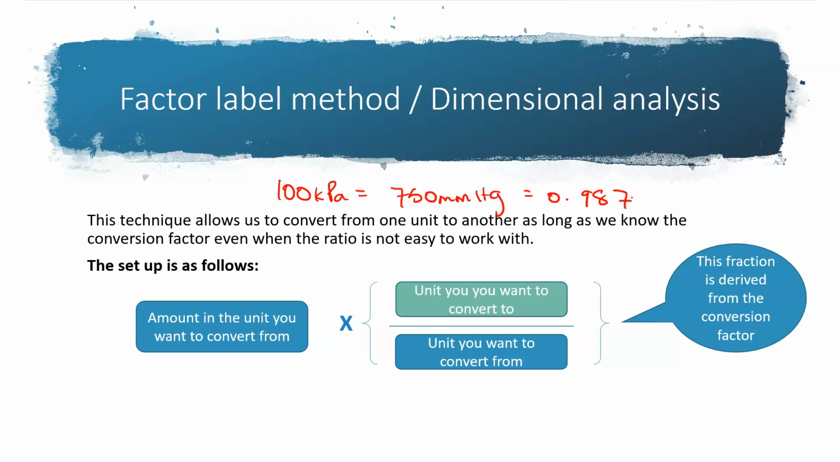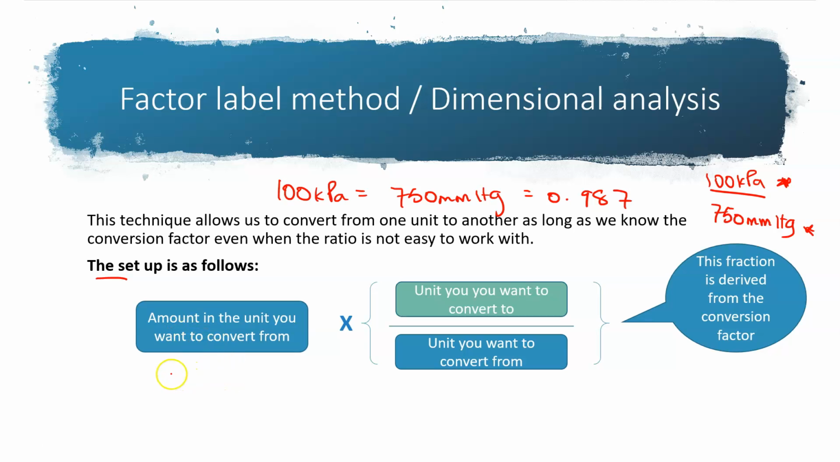0.987 atmospheres. Okay, so we want to be able to put these as a fraction. So what we're going to do is we can say interchangeably that 100 kilopascals is per every 750 millimeters of mercury. Essentially what we're saying here is that that's 1. Okay, so what we want to do though is figure out which one we're going to put on the top and which one we're going to put on the bottom when we come to do our conversions. The way we do this is we look at this setup here. We have the amount of the unit we want to convert from.